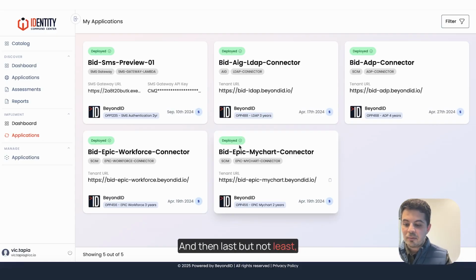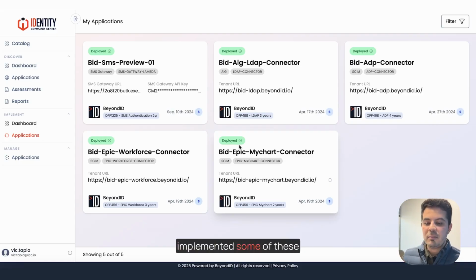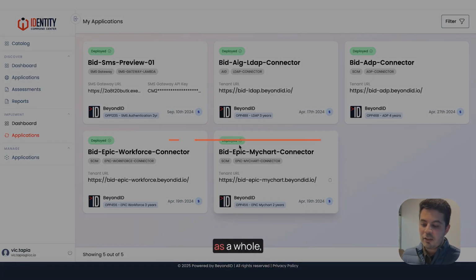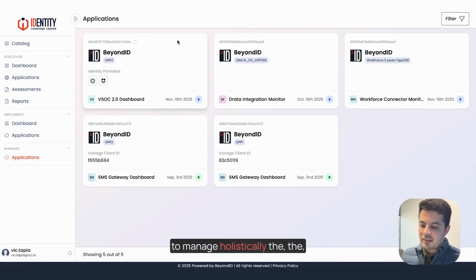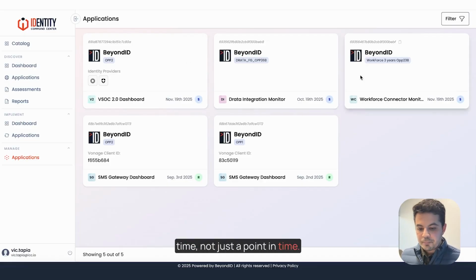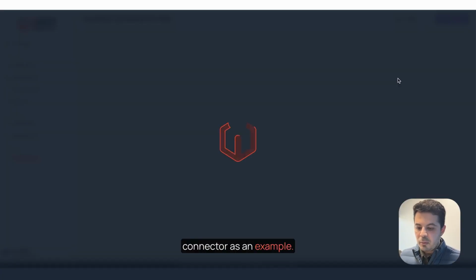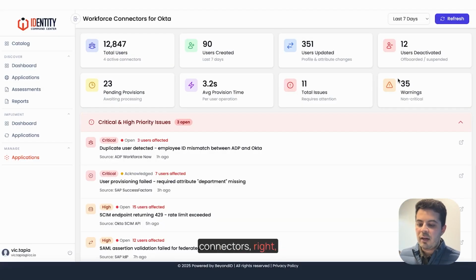And then last but not least, once we've implemented some of these changes and it becomes time to manage and monitor our environments as a whole, we get into our managed state, which is our way to manage holistically the organization and your identity stack at any given time, not just a point in time. So let's think about, we deployed a workforce connector as an example. How do we monitor those connectors on an ongoing basis?